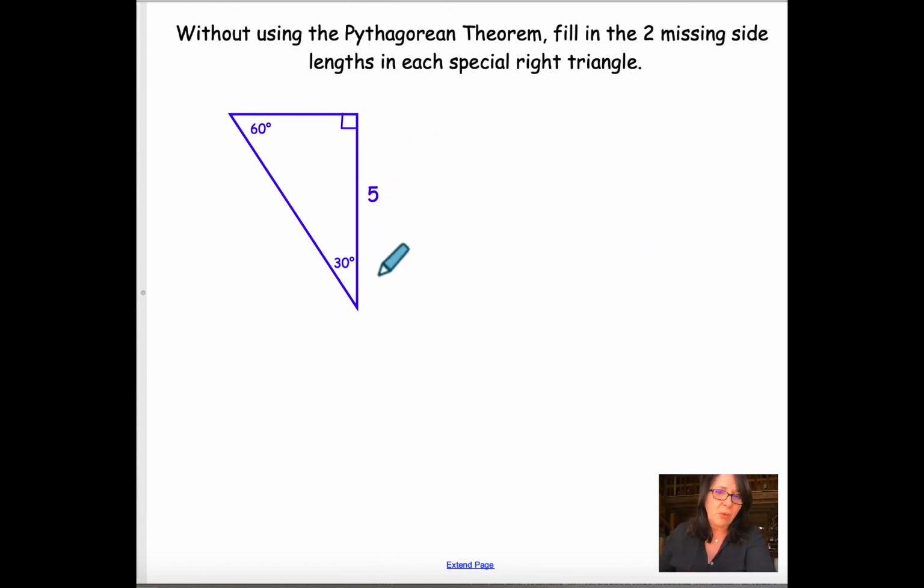Same concept. They want you to work backwards. Yes, I can use trig because I have the angles. I could definitely use trigonometry. But what they want you to do is to be able to work backwards. So I'm going to start off putting this 5 here.